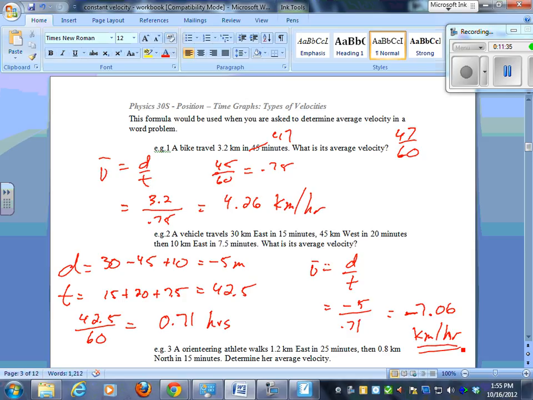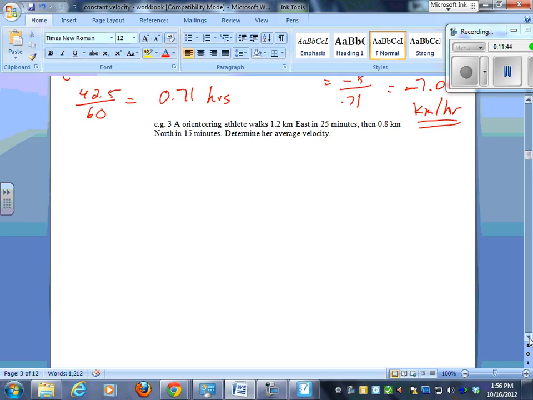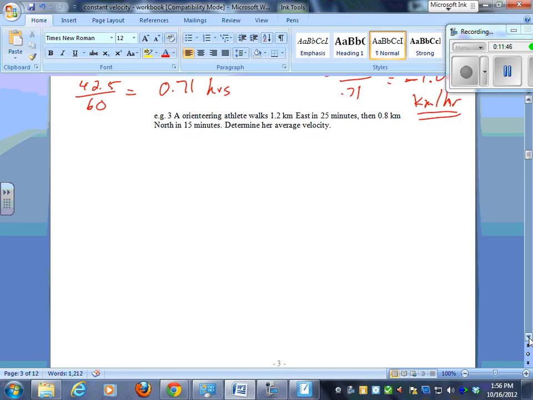All right. Example number 3. This time, you'll notice that I'm going east and then north. So can I just use positive and negative? No, can't, right? East and then north. So in other words, the situation looks like this. I go 1.2 kilometers east, and then I go 0.8 kilometers north. And then this value here is my displacement.